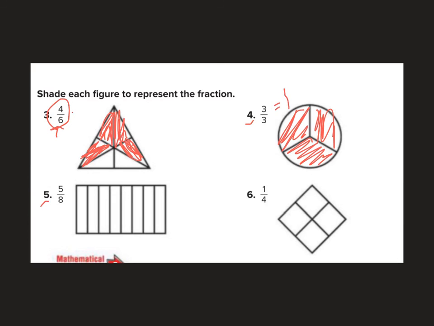Number 5 asks me to shade 5 out of 8 pieces. 1, 2, 3, 4, 5 out of 8. And for number 6, I need to shade 1 out of 4. 1 out of 4 total pieces.